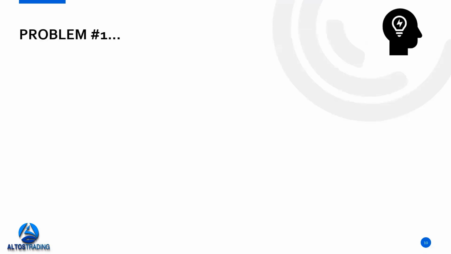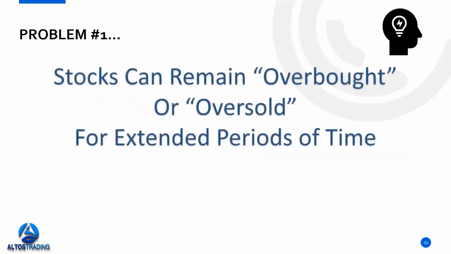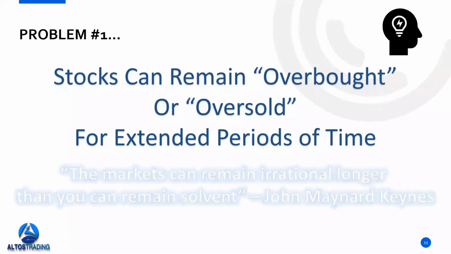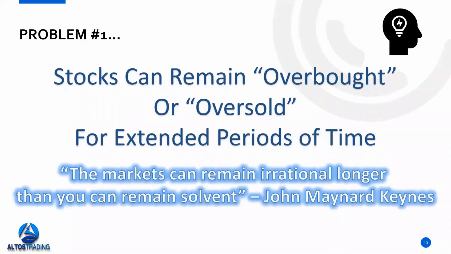Now, as I mentioned, there's a number of problems with the traditional RSI. Here's problem number one. Stocks can remain overbought or oversold for very extended periods of time. And if you've ever used the RSI, I would be surprised if you haven't noticed this occur. And it's actually that old John Maynard Keynes saying that the markets can remain irrational longer than you can remain solvent. And that really is the truth for all of us.